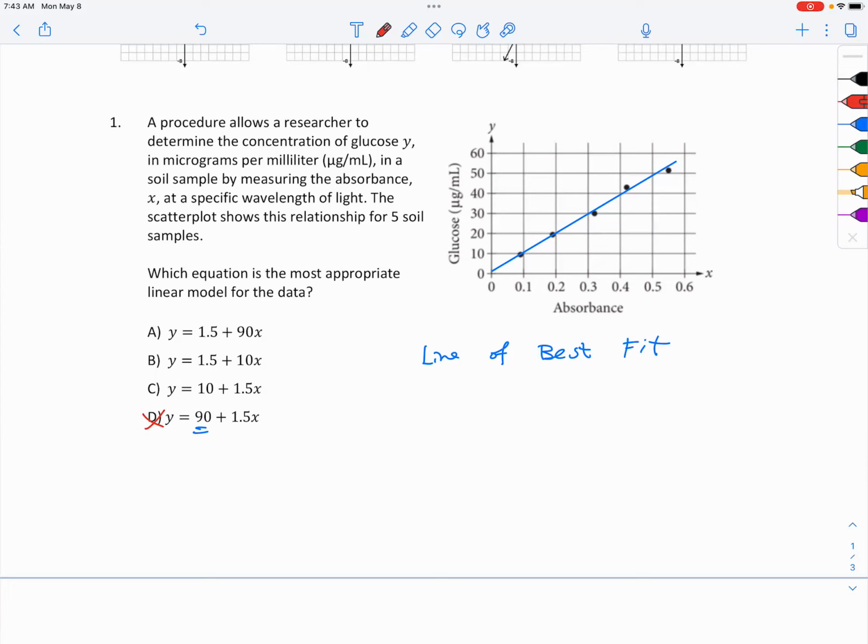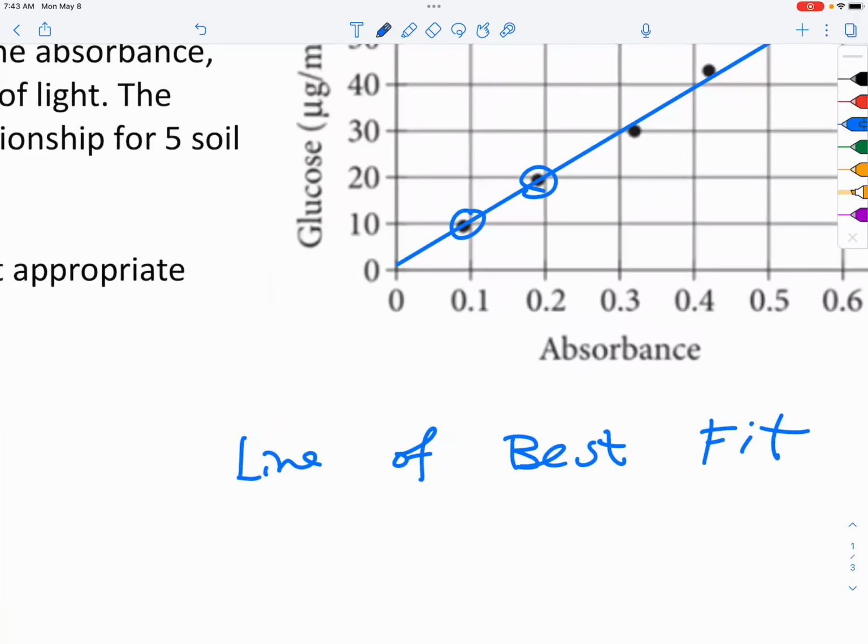What else is a nonsense? Why is A a nonsense? The slope is 90. Well, actually, did you find out the slope yet? Let's go ahead and take a look at the slope. Now, what's the slope right here? If you take these two as your data points, you think about change of y over change of x. What's the change of y?